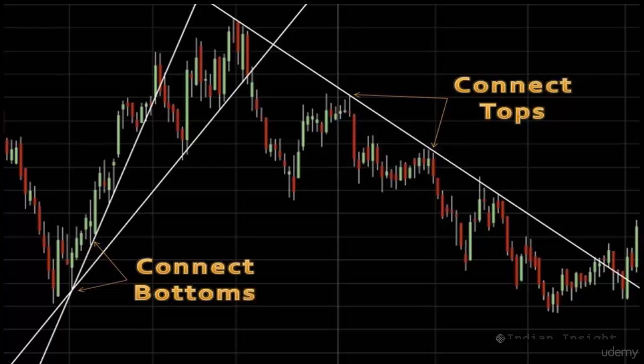In order to determine whether the trend line has been broken, we will be looking at some other concepts in the next video.